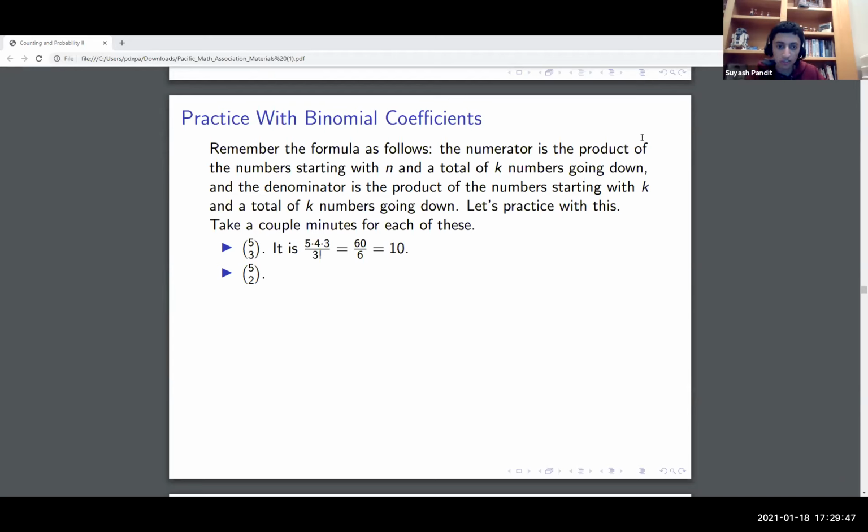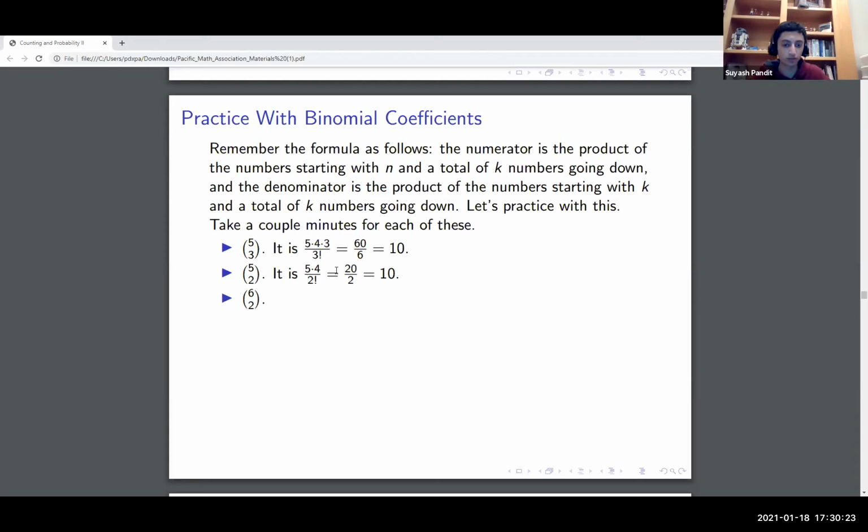A few more seconds. This shouldn't be too challenging. So I've gotten a couple. I'm sure you've gotten a lot as well. Same idea. This time you only do 5 times 4 because you want 2 numbers over 2 factorial. 20 over 2 equals 10. You'll notice those produce the same results. Is that a coincidence? Absolutely not.